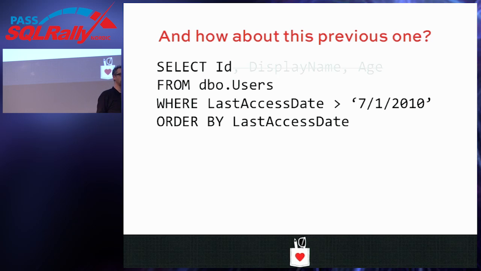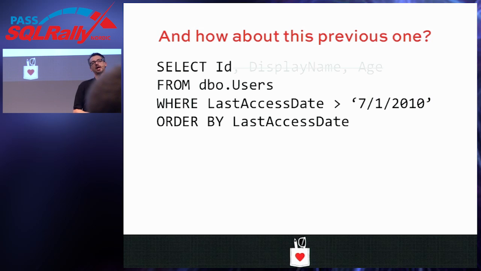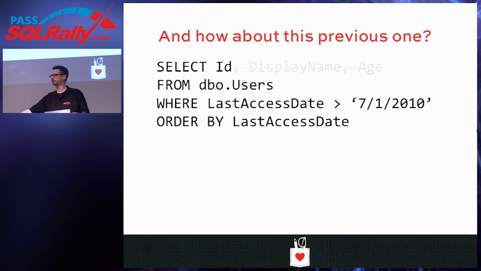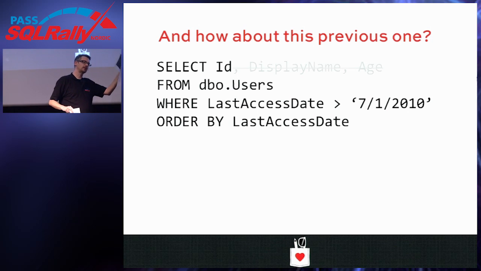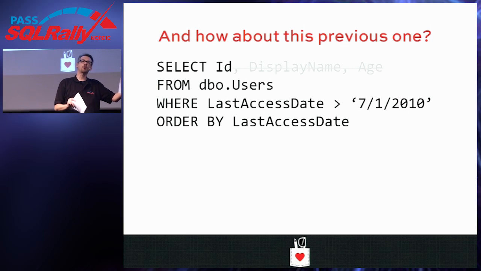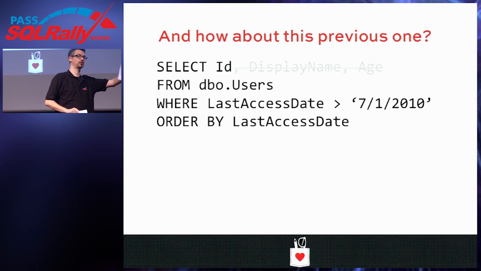Now I'm going to turn around and run this query. I'm going to select just the ID, but not display name and age. Which index does SQL Server use? Does it use the gray one, or does it use the black one? SQL Server is going to use the black one because it's a narrower copy of our data. It may take slightly less work in order to accomplish this query with the black page.